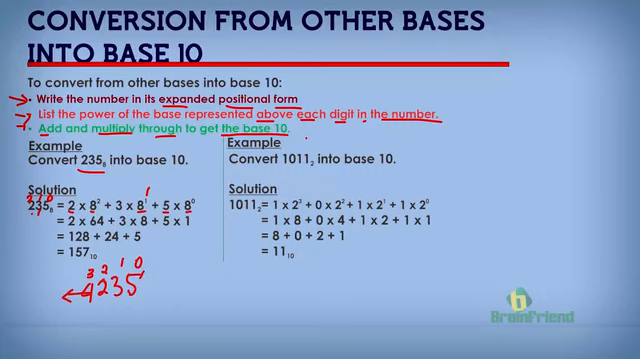Next, we simplify by writing down all our numbers. For instance, 8 raised to power 2 is 64, of course. So we have 2 times 64 plus 3 times 8 raised to power 1, which is 8, plus 5 times 8 raised to power 0. Anything raised to power 0 by the laws of indices is 1. So we have 5 times 1. All of that gives us 128 plus 24 plus 5. And all together gives us 157. So 235 base 8 has given us 157 in base 10.